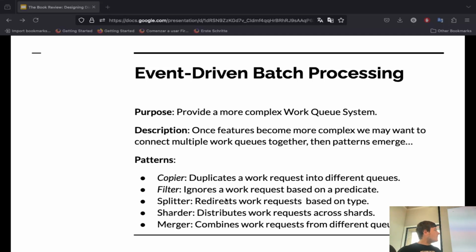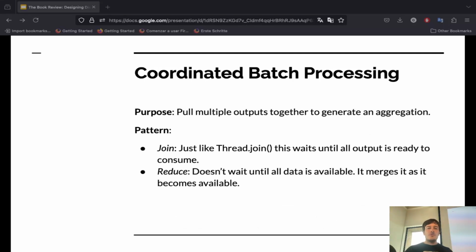Then the same thing happens with the splitter. It would delegate depending on the kind of work. Let's say if it has to send an email, or it has to send an SMS for two-factor authentication. This would split the work depending on the type that the user has selected, and so on. It goes and shows different patterns. And it also talks about the coordination between batch processing.